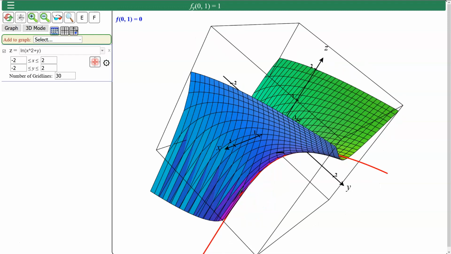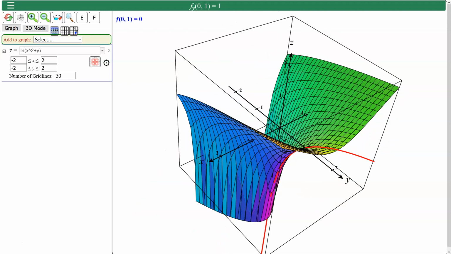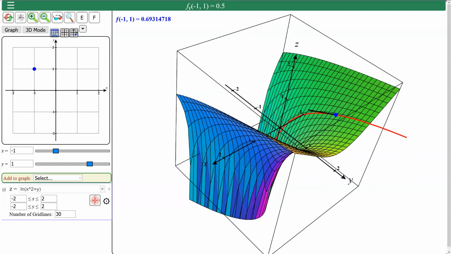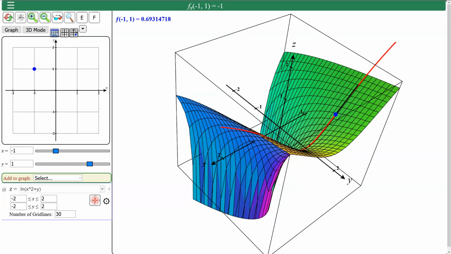And maybe we looked at natural log of x squared minus y. It's a very similar kind of shape. And we were looking at the point negative 1, 1. So let's go in here. Negative 1, 1. Okay, so right there. If we look at the x partial, this is the y partial line. Switch it back. So the x partial there.